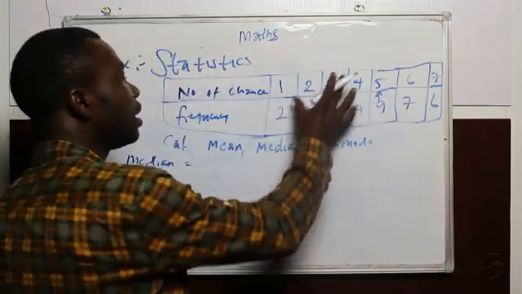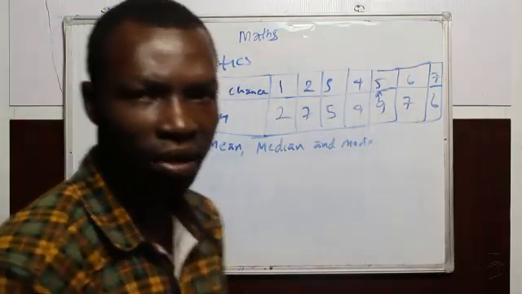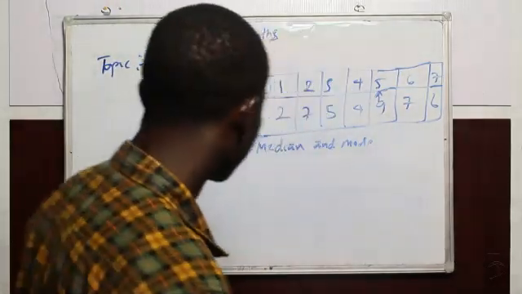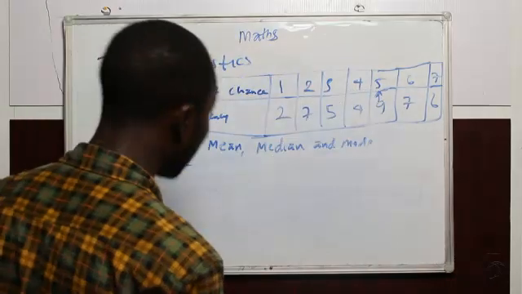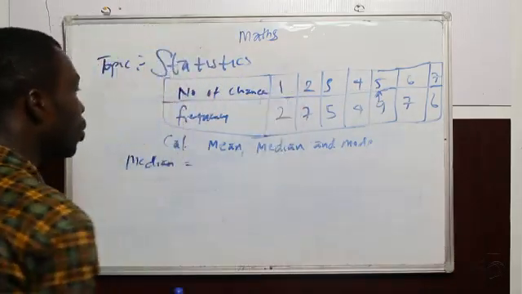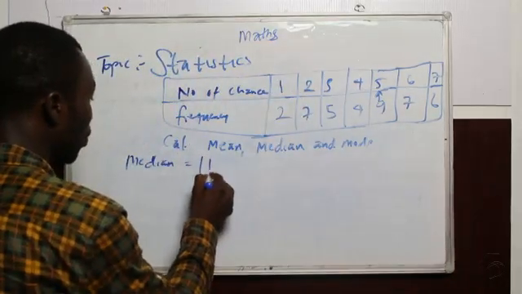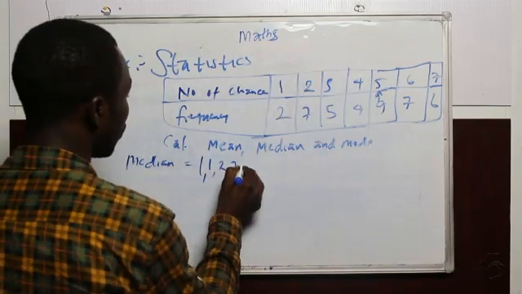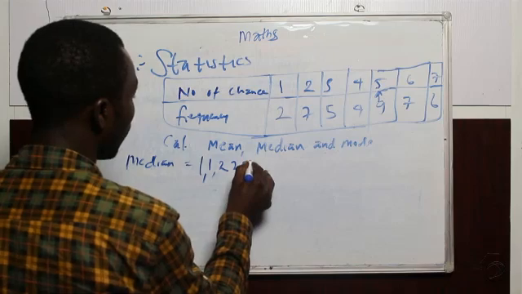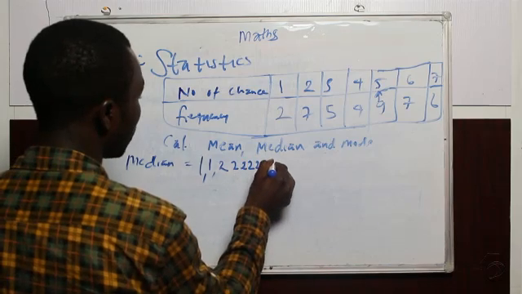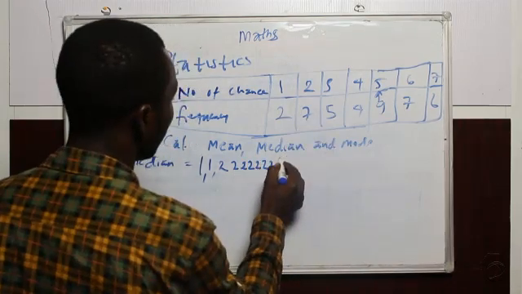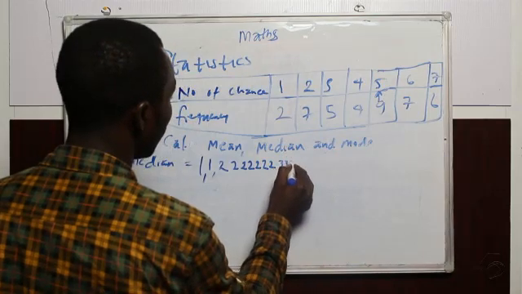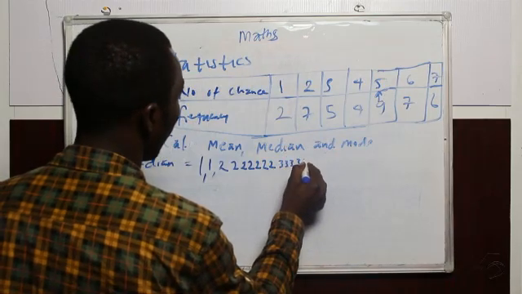So it's very easy for us to arrange this type of data in ascending order. Let us start. How many 1s do we have? 2. 1, 1, comma. How many 2s do we have? That is 7. 1, 2, 3, 4, 5, 6, 7. How many 3s? Which is 5. 1, 2, 3, 4, 5.